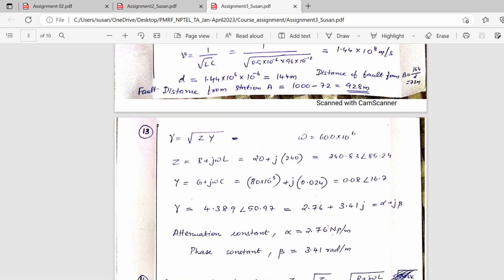So I'll give you the final answers: alpha is equal to 2.76 Nepers per meter and beta is equal to 3.41 radians per meter. Once you solve this, please do try to solve and verify whether this is correct.